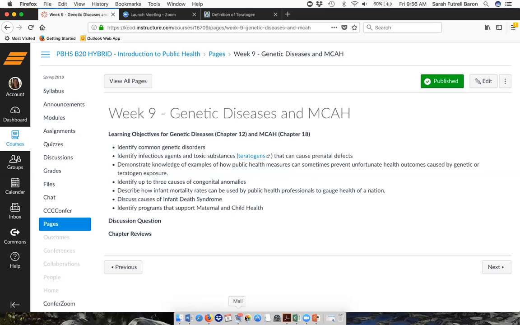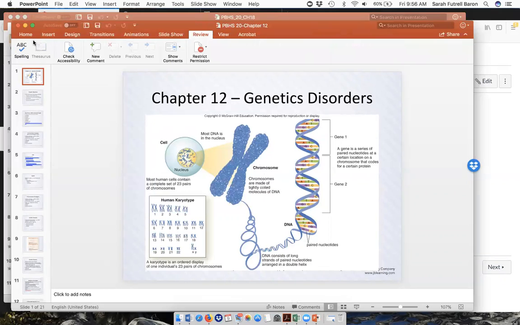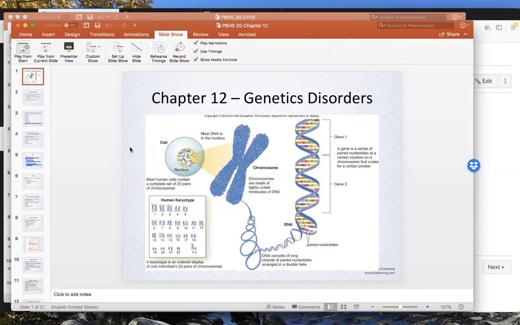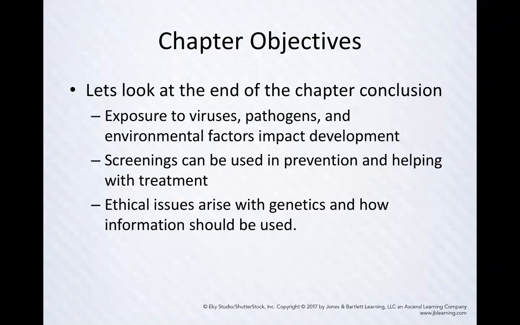So let's begin by looking at the first PowerPoint. I'm going to go ahead and click through this and discuss what you need to know. So just a little review. We're going to be talking about genetics and genes. And when something like DNA is not duplicated or it's missing one of the chromosomes, genetic disorders can happen. So I had some of the learning objectives for today.